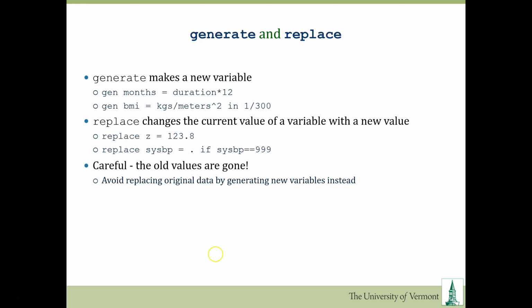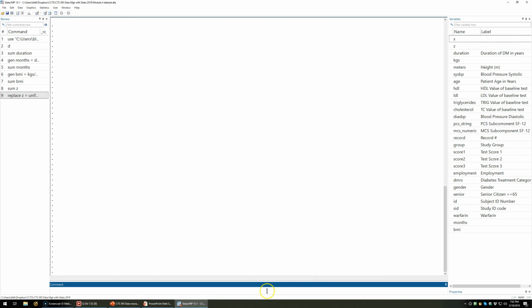The next command we want to talk about is replace. Now, replace does not create a new variable, but it changes the current value of a variable with a new value. So let's take a look at the z variable. Again, I'll summarize it. And what we see is that z has a mean of half, a standard deviation of 30%, and it ranges from just about 0 to just about 1.